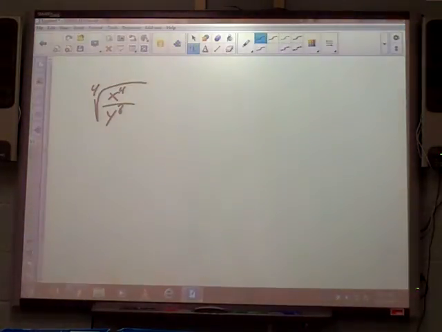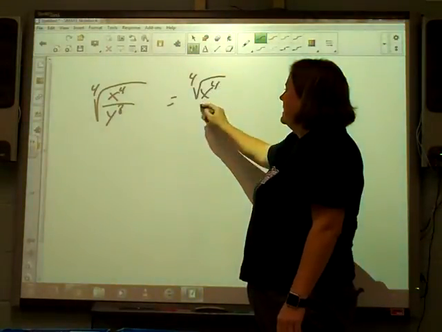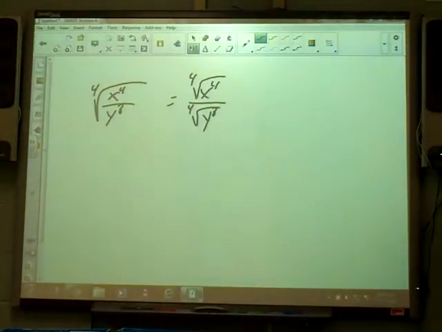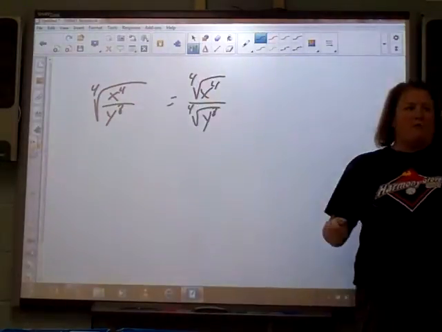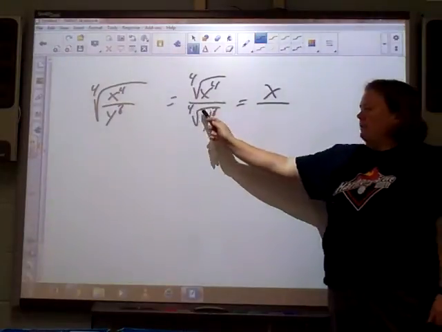Alright, we got the 4th root of x to the 4th over y to the 8th. When that whole fraction is underneath the 4th root, you have to remember that means you're 4th rooting the numerator and the denominator. Okay, on the numerator, what's the 4th root of x to the 4th? Good. The 4th root and the 4 cancel out. When it's the same power and the same root, remember power over root, 4 over 4 is 1. So it cancels out. 4th root of y to the 8th.